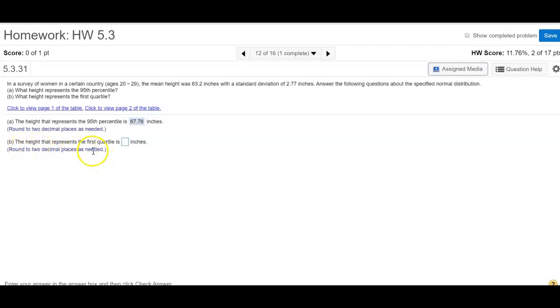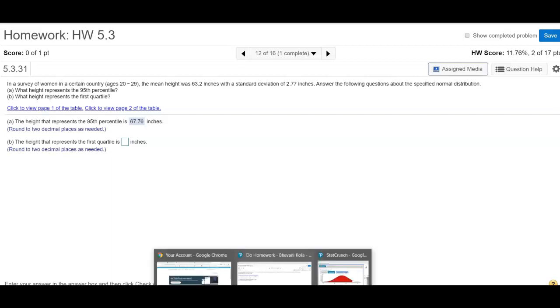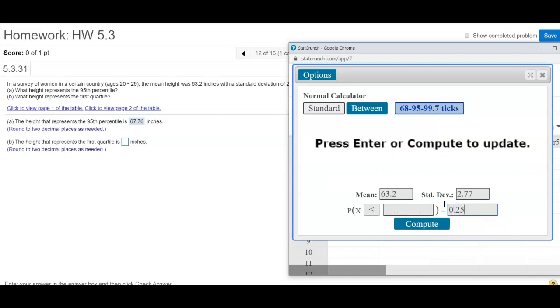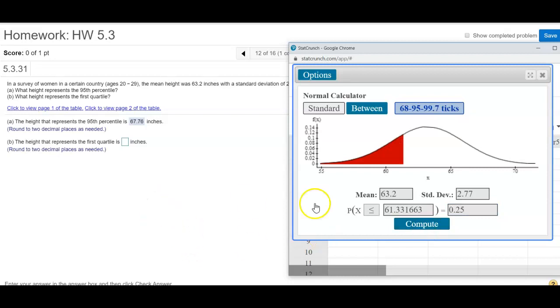They said the height that represents the first quartile. First quartile is 25%, first quarter. So same thing. I'm going to go ahead and open up. They did not specify left or right, so I assume it's left. My area is not 0.95 in this case. It is the first quarter. One quarter is 25 cents, so it's 25%, so 0.25.